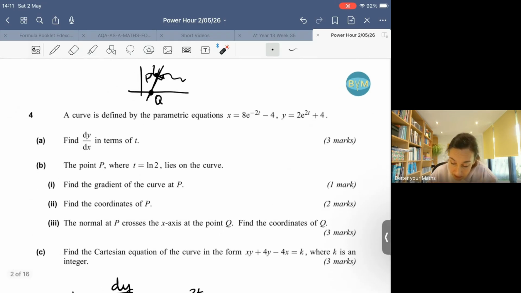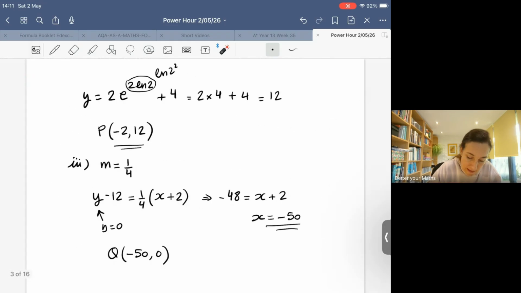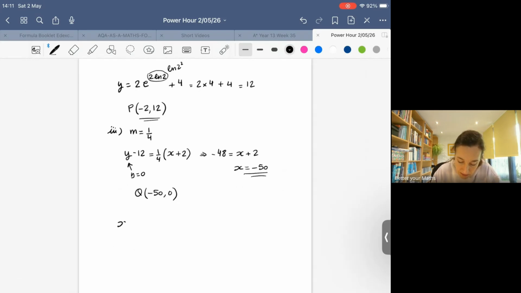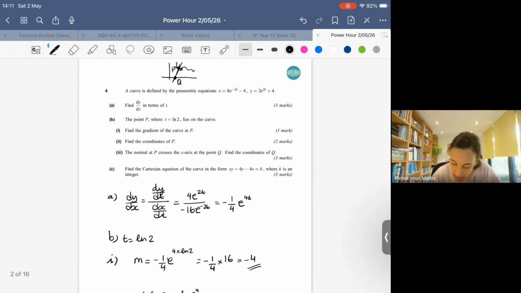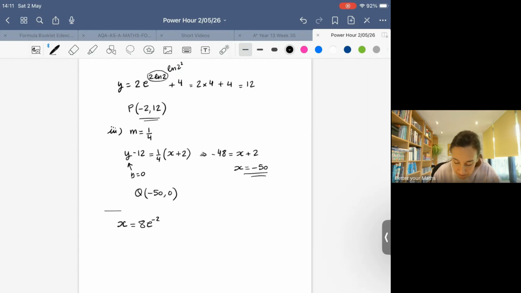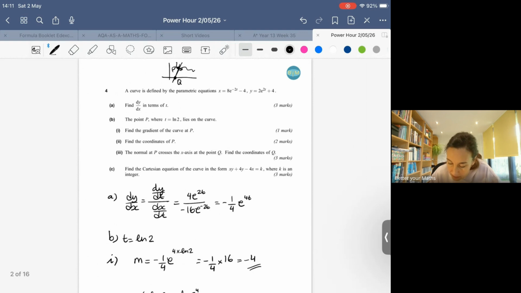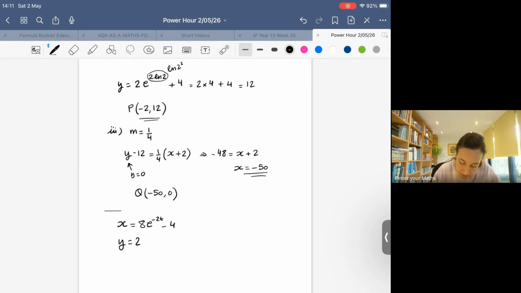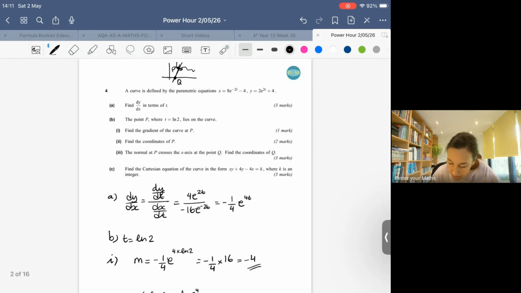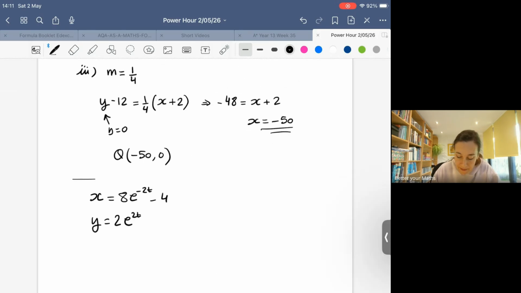So to eliminate the parameter, I'm just going to copy both equations. x is 8e to the minus 2t minus 4. So this is one equation. The other one is y equals 2e to the t plus 4.